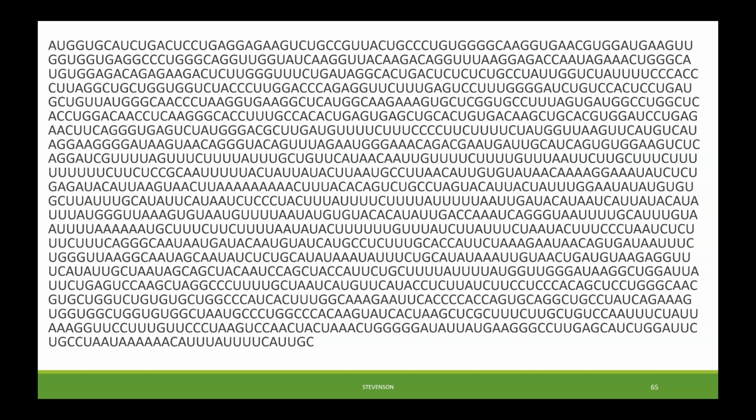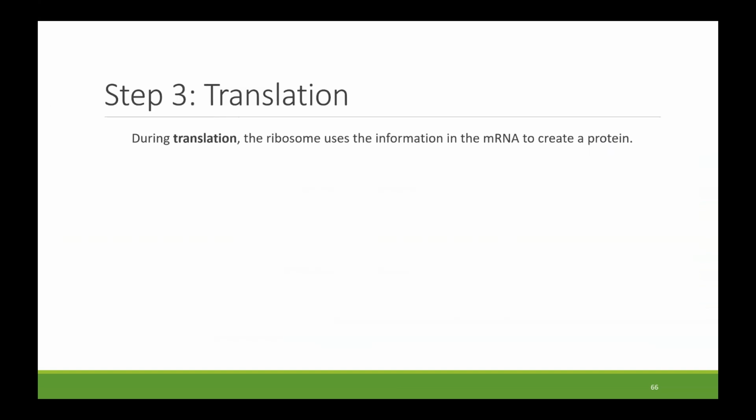Okay, so this is the sequence of letters. Admittedly, it's not much to look at this point because we still don't know how this turns into a protein. But that's exactly what's going to happen in the final step, which is called translation. So during translation, the ribosome uses the information in the messenger RNA to create a protein.